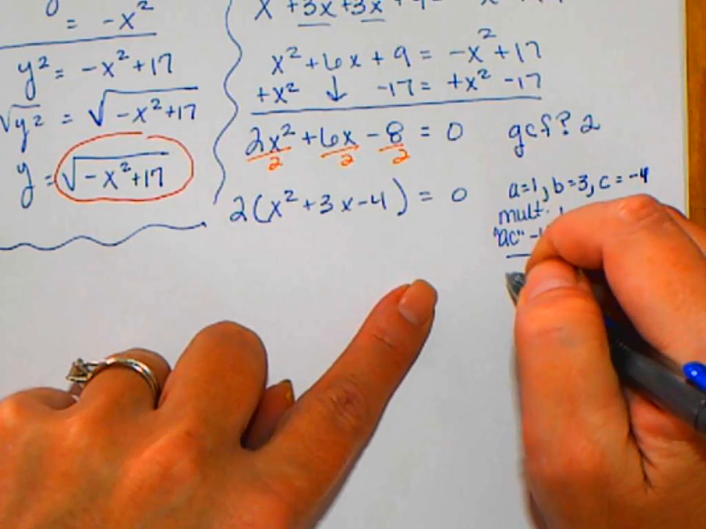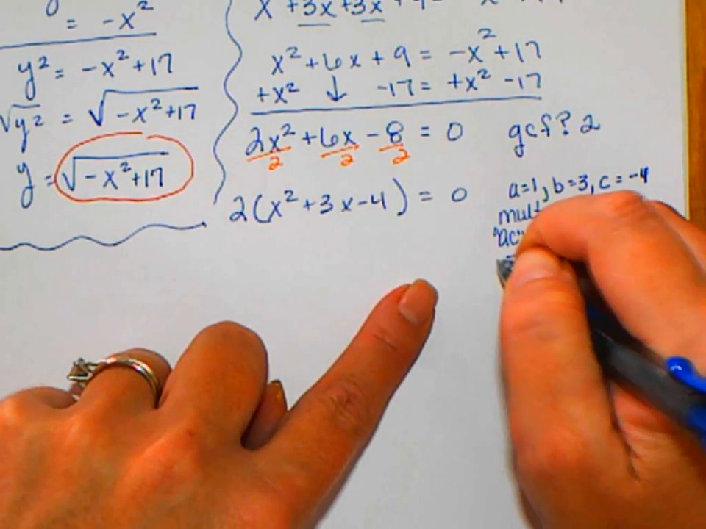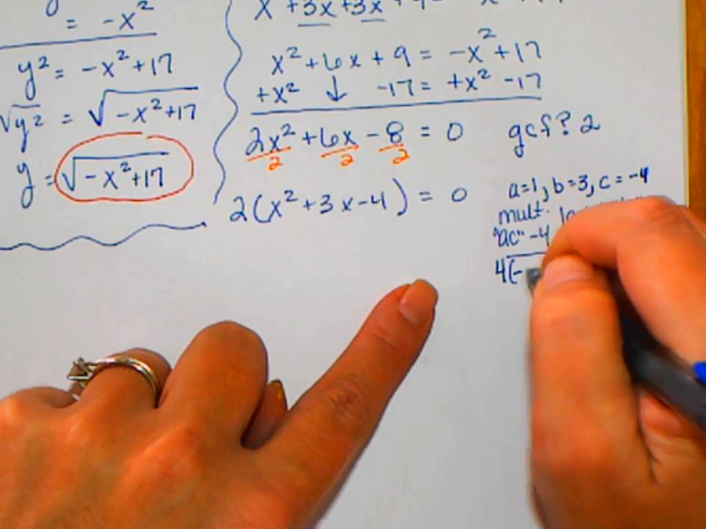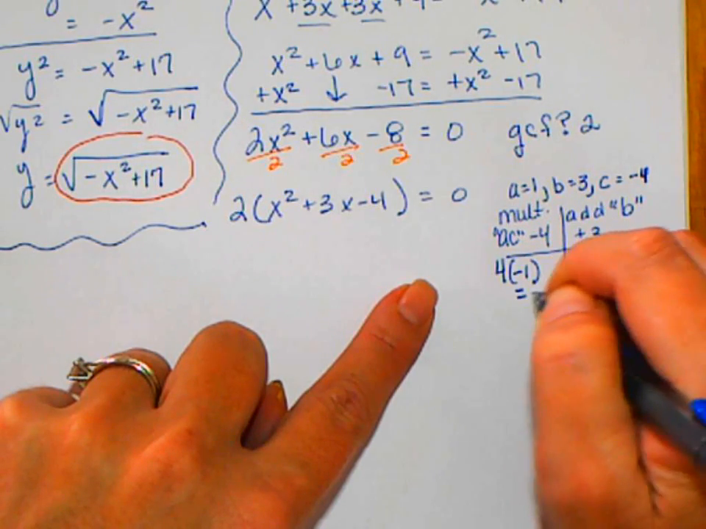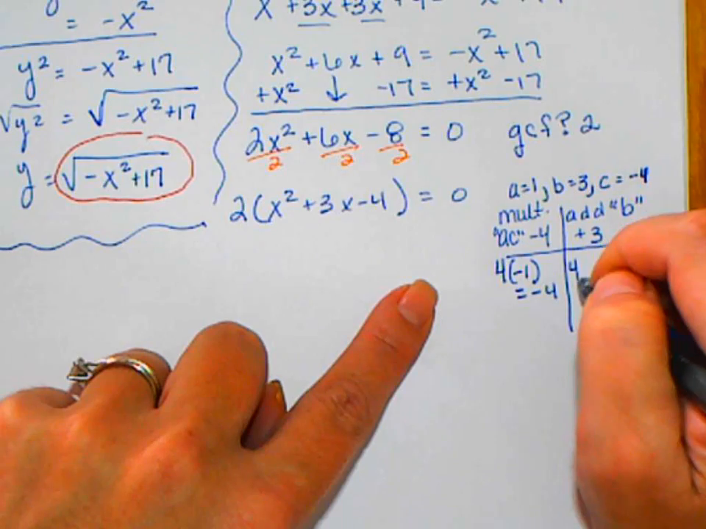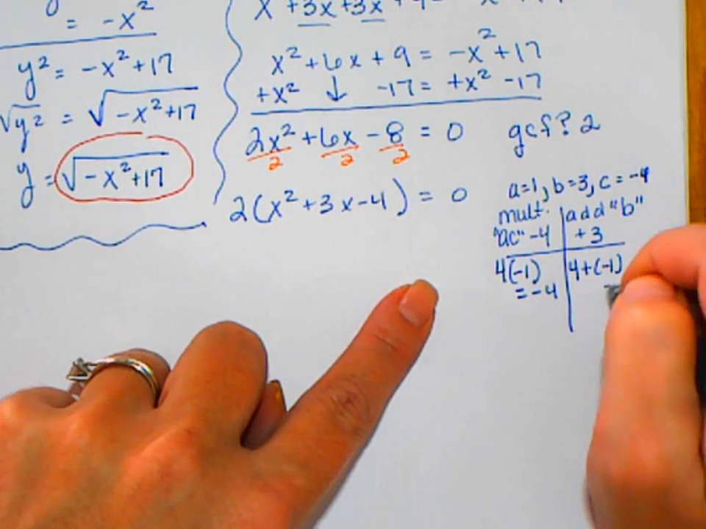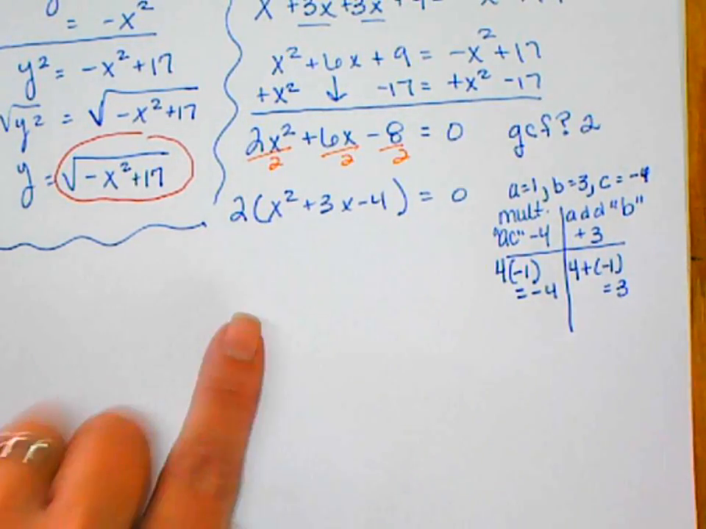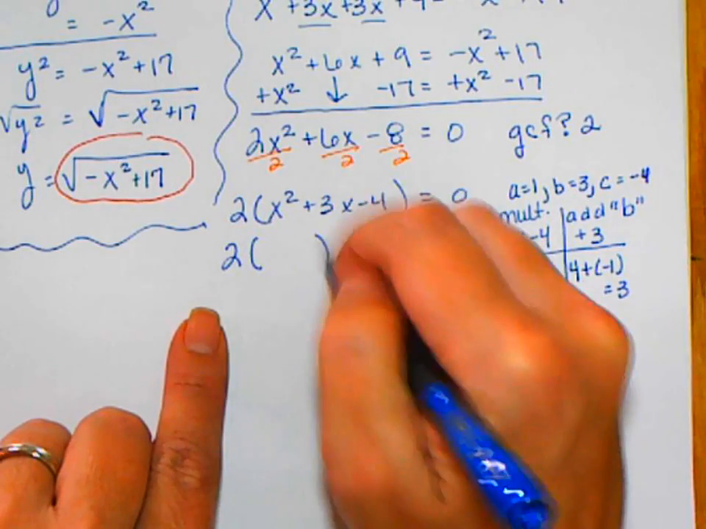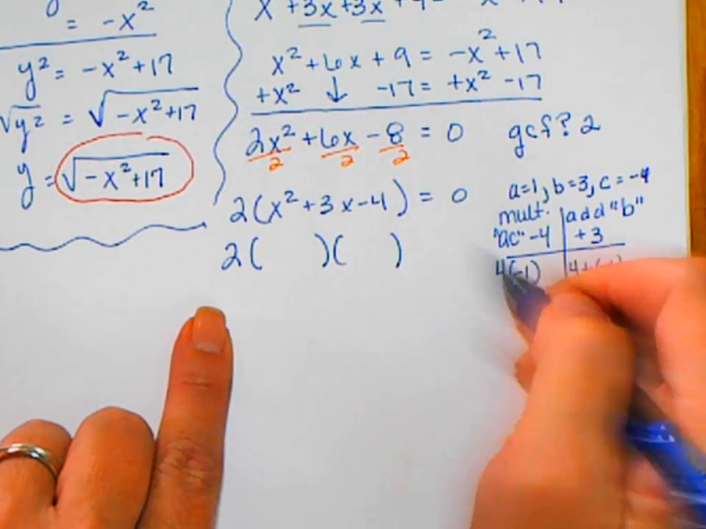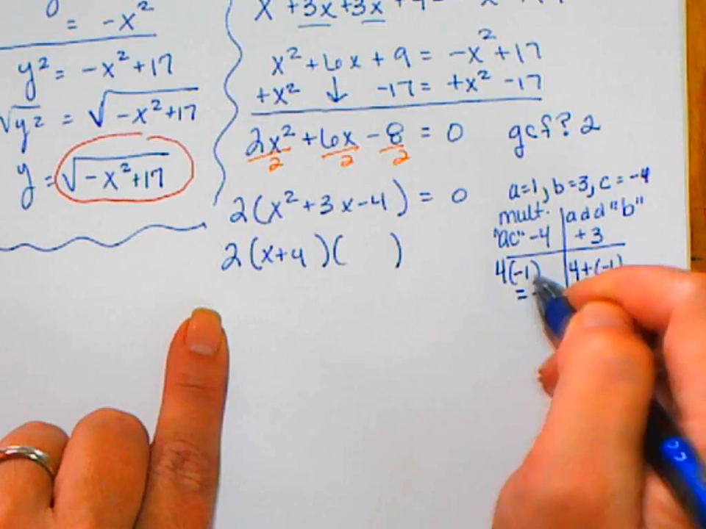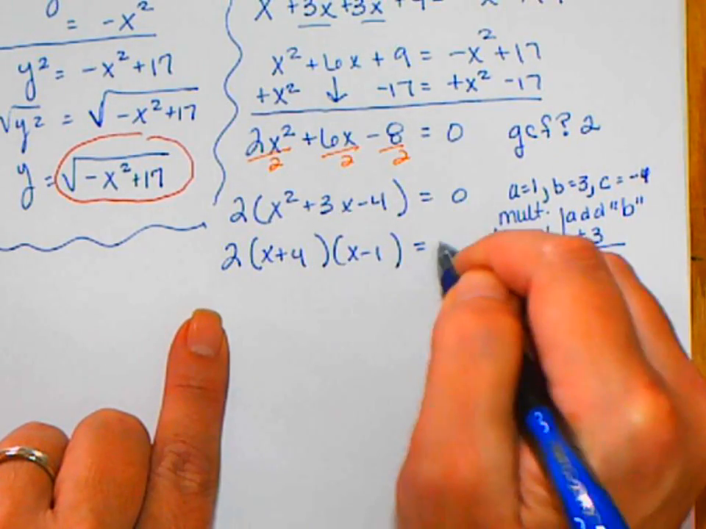Negative 4 times positive 4 times negative 1 is negative 4, and 4 plus negative 1 is positive 3, right? So we have 2 times x plus 4 and x minus 1.